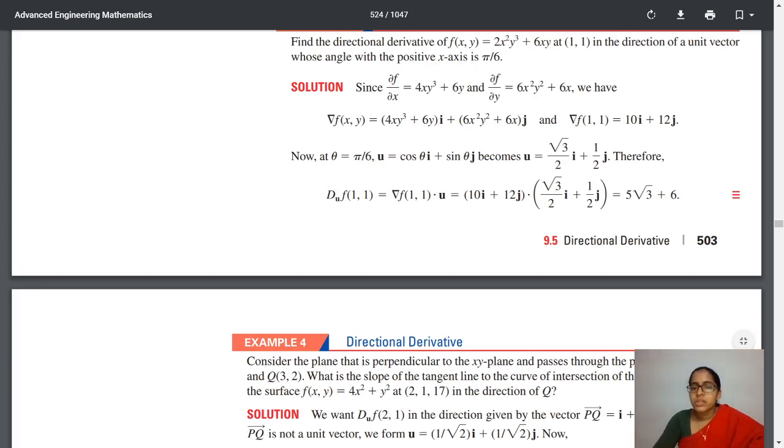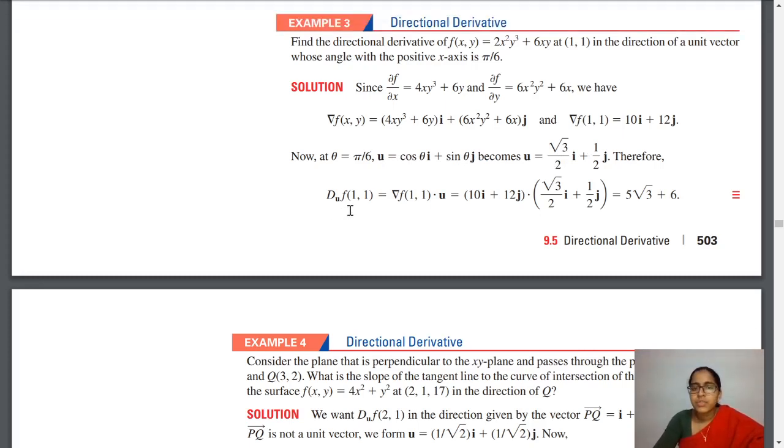So what is the directional derivative of the function f at 1, 1? It is grad f at 1, 1 dot u. That is 10i plus 12j dot root 3 by 2 i plus 1 by 2 j, which is nothing other than 5 root 3 plus 6. So this is how we can find the directional derivative using the formula.